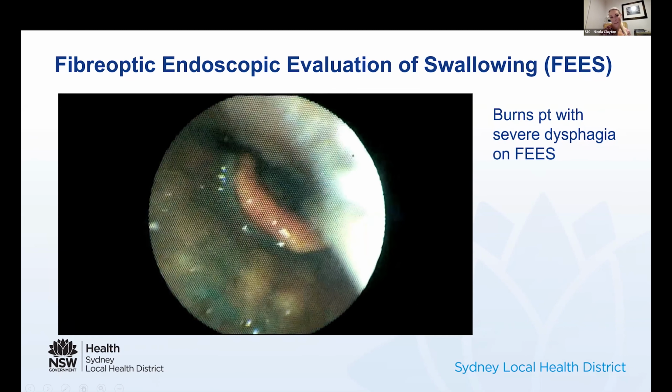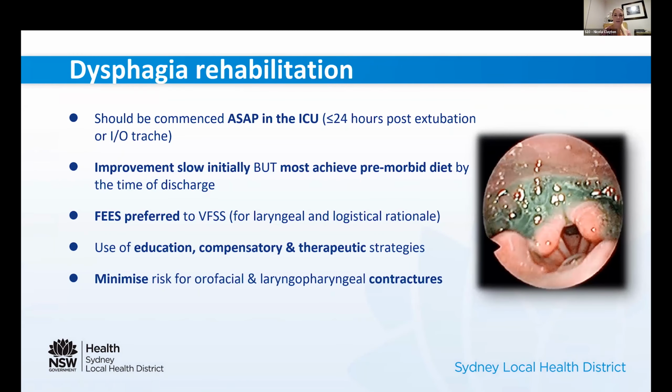So what do we do about managing these patients? Swallowing rehab should be commenced as soon as possible in the intensive care environment, generally within 24 hours post-extubation or insertion of tracheostomy. Improvement can be slow initially, but most achieve pre-morbid diet by the time of discharge, which is really reassuring. In this specific cohort, FEES is preferred over video fluoroscopy, obviously for laryngeal and logistical reasons.